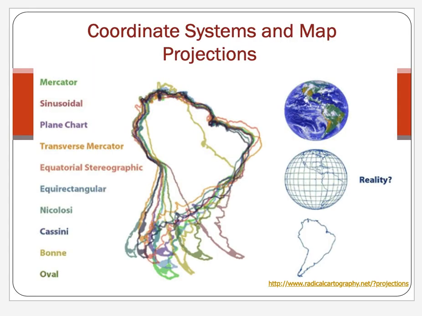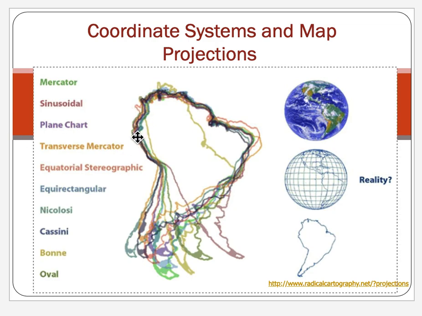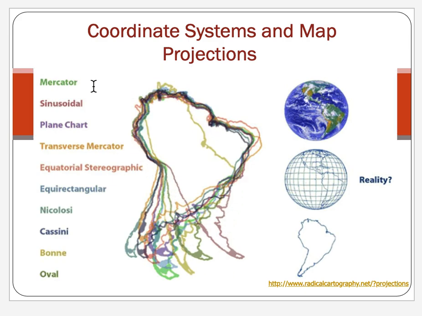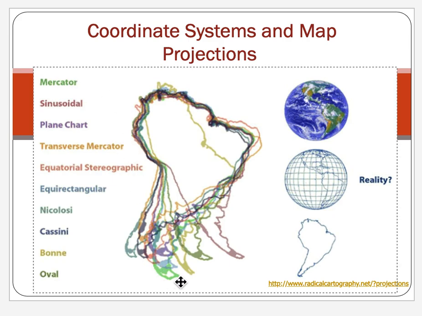I want to go over the importance of coordinate systems and map projections. Coordinate systems, like we just went over, latitude and longitude, and map projections are the building blocks of your GIS or any kind of spatial data. Here we have an example of many different types of maps of South America. These are map projections, and they're color coded to the specific projection. For example, green is the Mercator projection, and we have an oval projection.